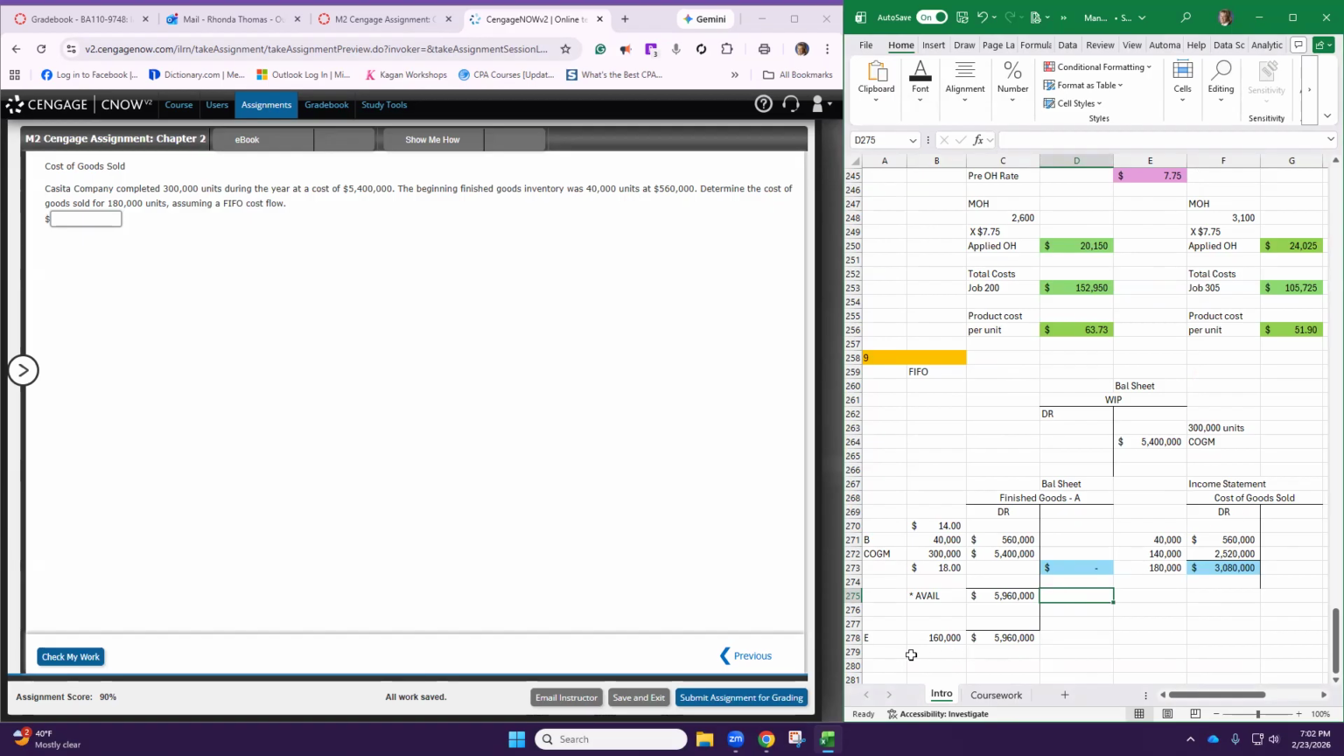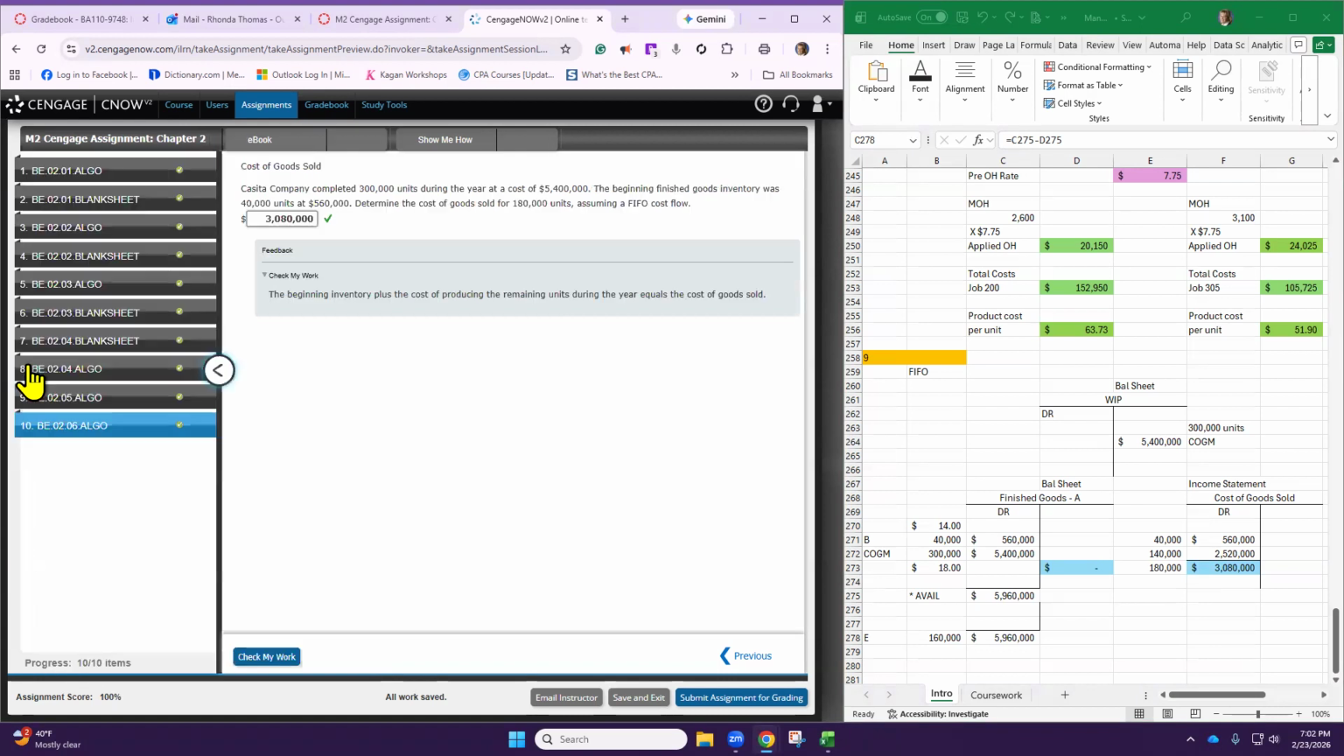If they would have asked for an ending balance in finished goods, then there it would sit. So you have to know the flow of your job order costing. So we got $3,080,000. I think we're good for cost of goods sold.